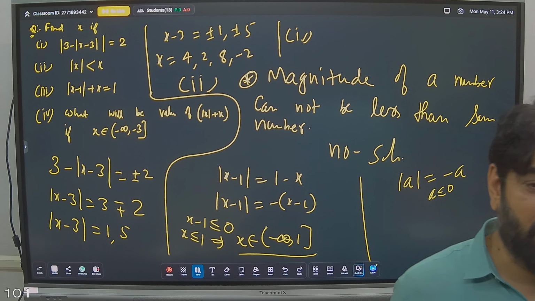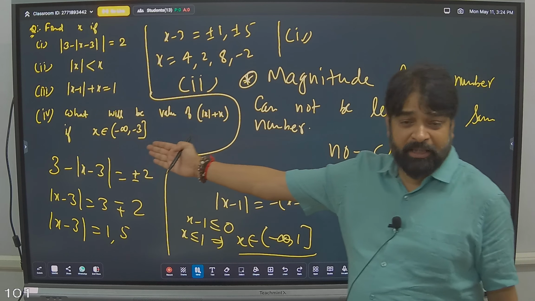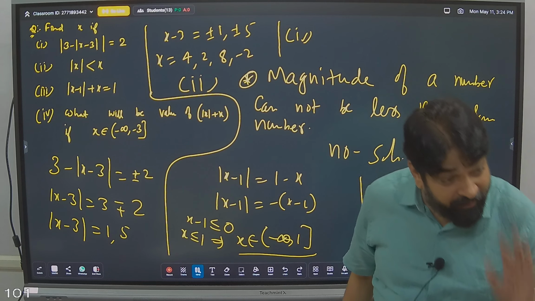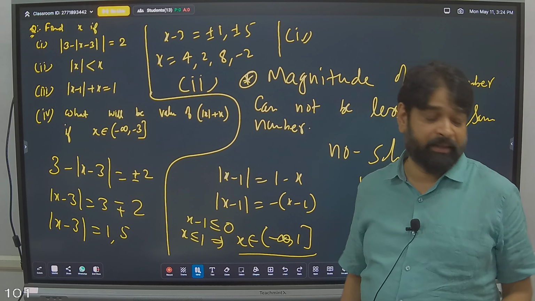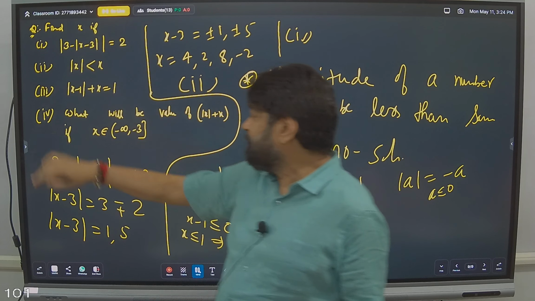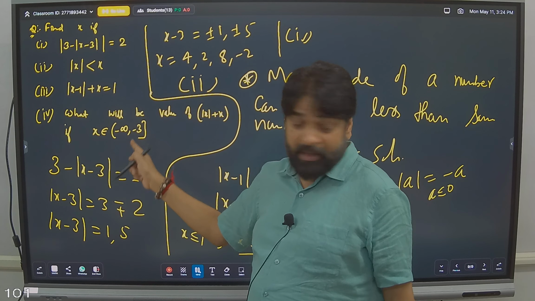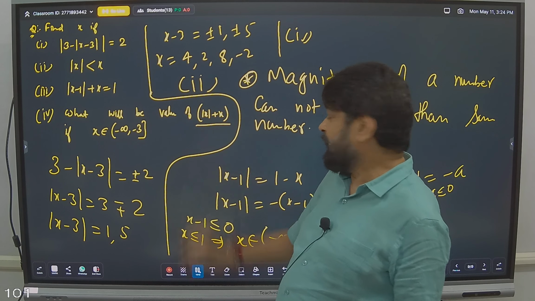We don't have to solve this question. Already they mention x belongs to minus infinity to minus 3. Here x is given. Some people are finding x, but you don't have to; I wrote that, it is a printing mistake. If x is already given, we have to find the value of this bracket.